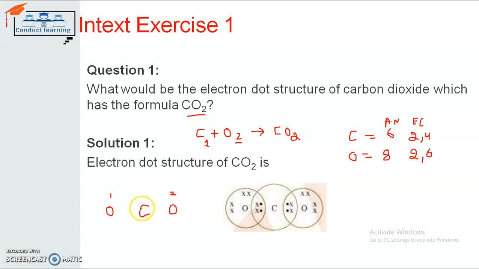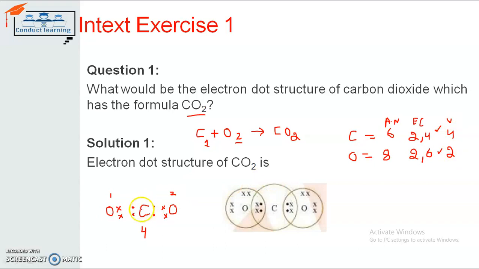This carbon has a valency of 4, which will be represented by dots, while the valency of oxygen will be represented by crosses. Carbon has a valency of 4, and oxygen has a valency of 2 because it has 6 electrons in the outermost shell. So the valency for carbon is 4 and the valency for oxygen is 2.